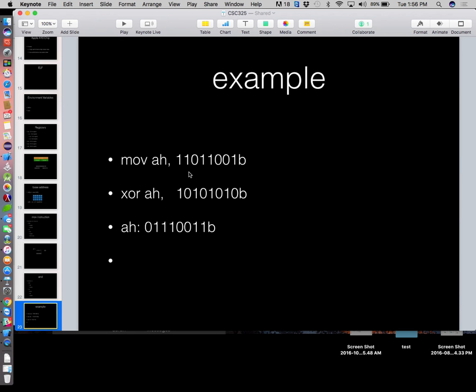So XOR, exclusive OR, says one or the other, but not both. So a 1 XOR 1 is actually false. That's a 0, because you can't have two 1s. If it was an OR, 1 or 1 is a 1. That's the differentiating factor between ORs and XORs. Okay?